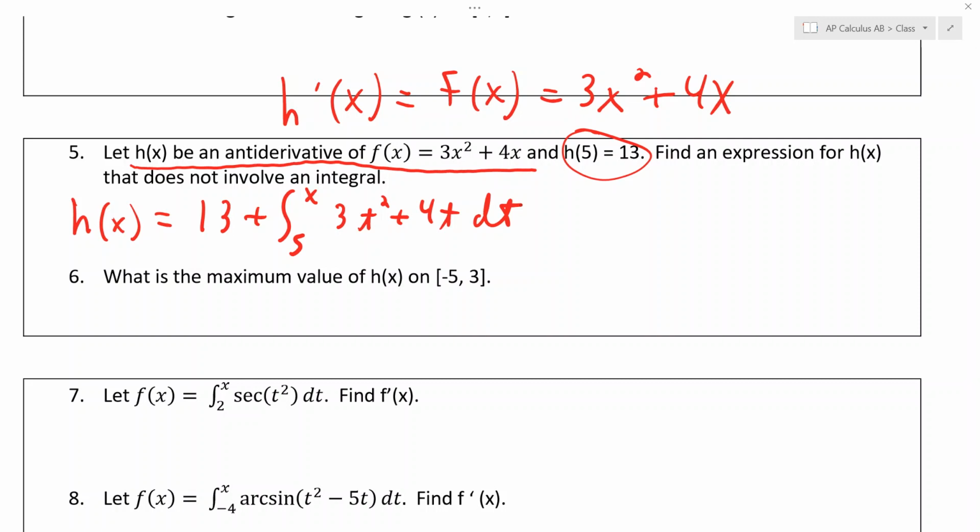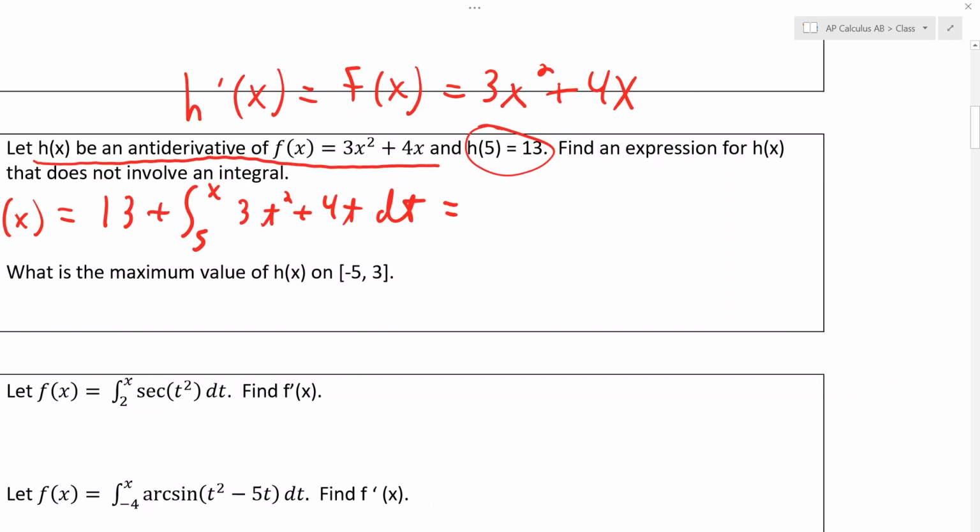Now, it says do it without having an integral in it. So that can't be the final answer. Okay? So all we have to do is integrate that thing and simplify it down. Alternatively, we could have just integrated it with a plus c and found c. But both give you the same thing. It doesn't matter which one you do. If it's a calculator question, you should do this one, because then you can use the calculator to do the integral. Okay? But this is going to be 13 plus t cubed plus 2t squared from 5 to x, which we're going to plug in.